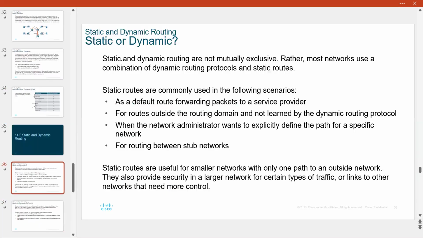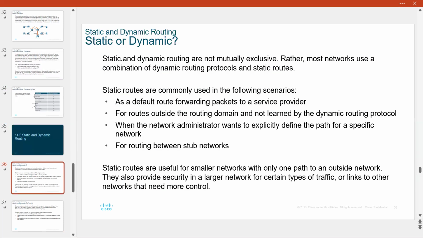Right, static and dynamic routing, we've defined this. With the time left at 4 minutes, I'm just going to browse through this. We've defined what is static, what is static routing. We've defined what is dynamic routing.